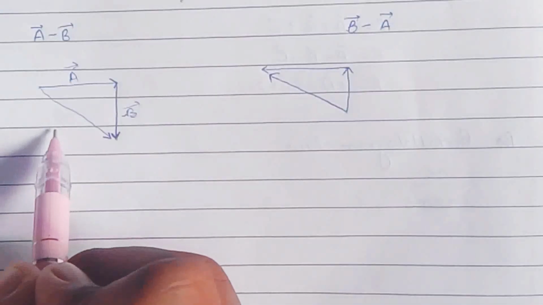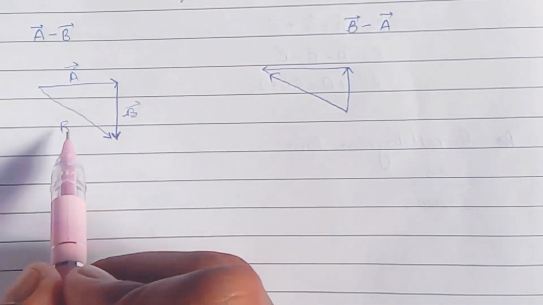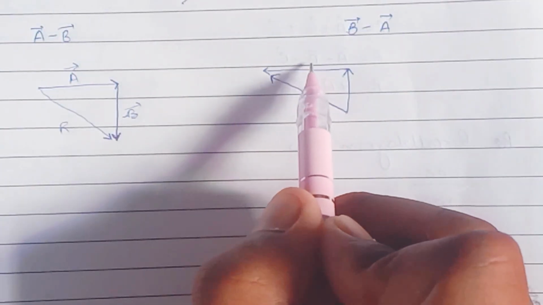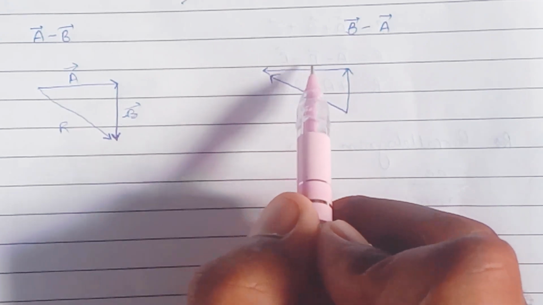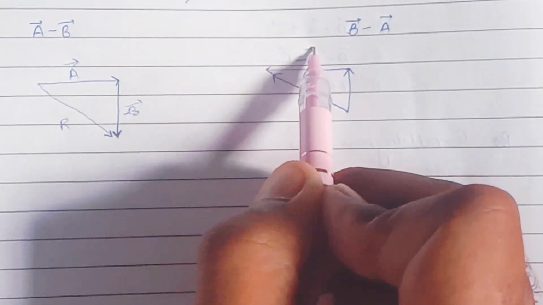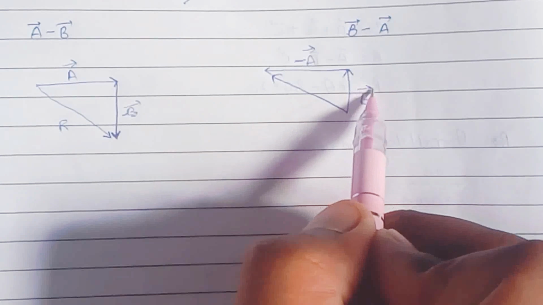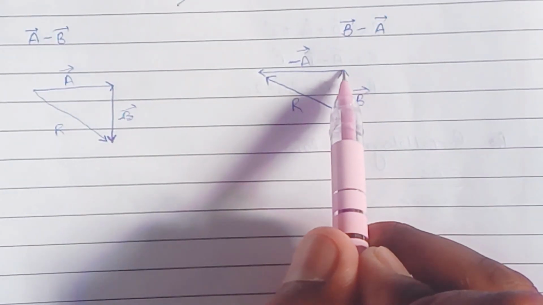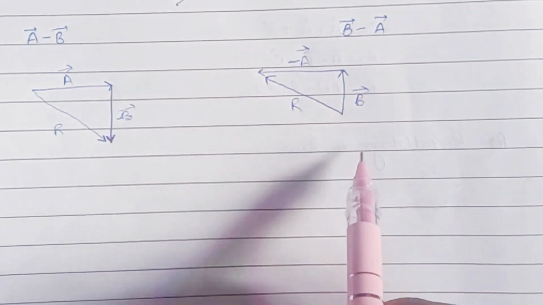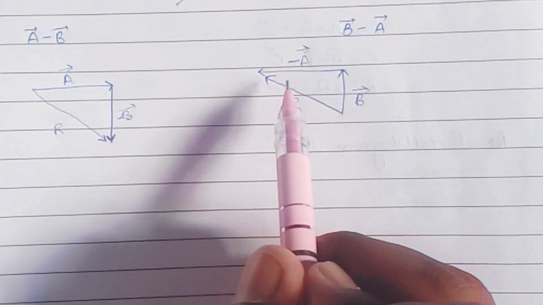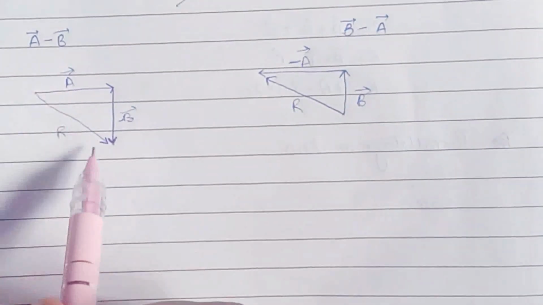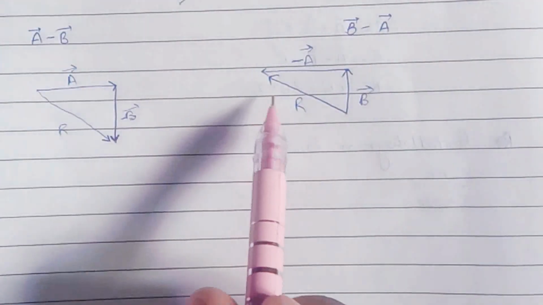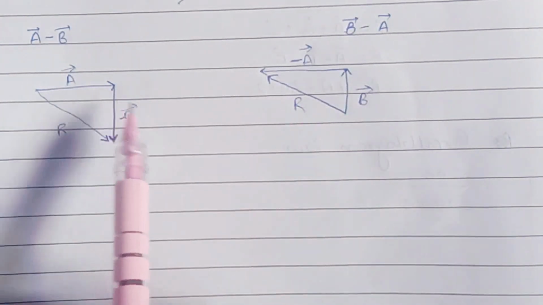So this is the resultant of a vector minus b vector, and this is the resultant for b vector minus a vector. Here minus a vector is this, and this is b vector, and this is the resultant. So this is b vector plus minus a vector. So this is the resultant vector for b vector minus a vector, and this is the resultant for a vector minus b vector. You can see the direction has been changed.